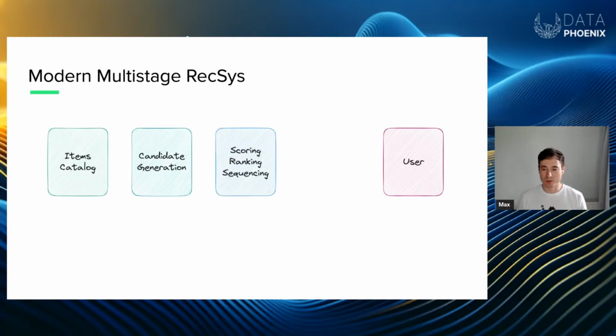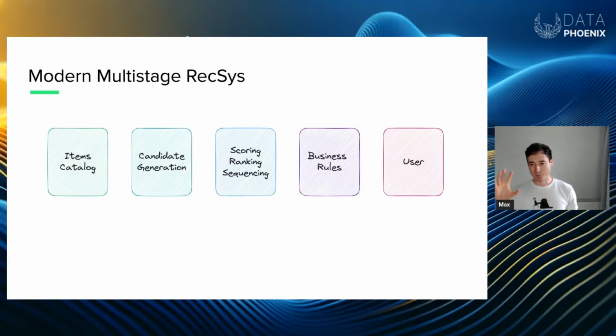Then we have the so-called scoring, ranking, or sequencing stage. That is where we take the user and the reduced set of candidates, and we compute a high fidelity personalization score for all these candidates within the feasible set. And then we either sequence them, if we want to return multiple, or pick the best one, and so on and so forth.